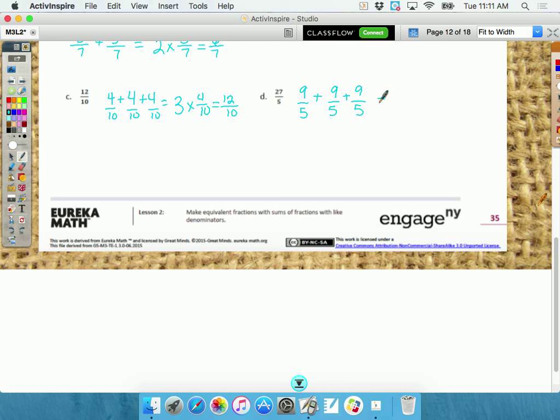Now how many groups of 9 fifths is that? 3 groups of 9 fifths. And that equals 27 fifths. That's a funny one. Okay, so let's put this one on the number line. All right? So it's going to need to be pretty long. I think I'm just going to make it this whole length right here.